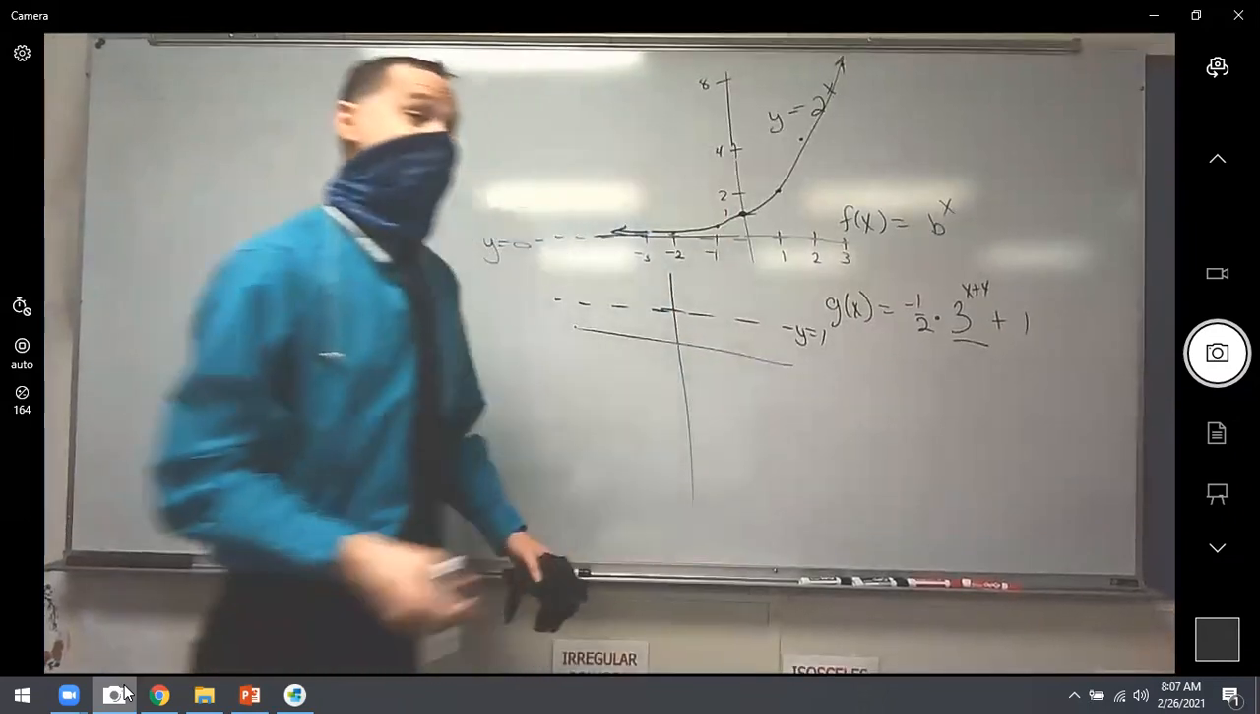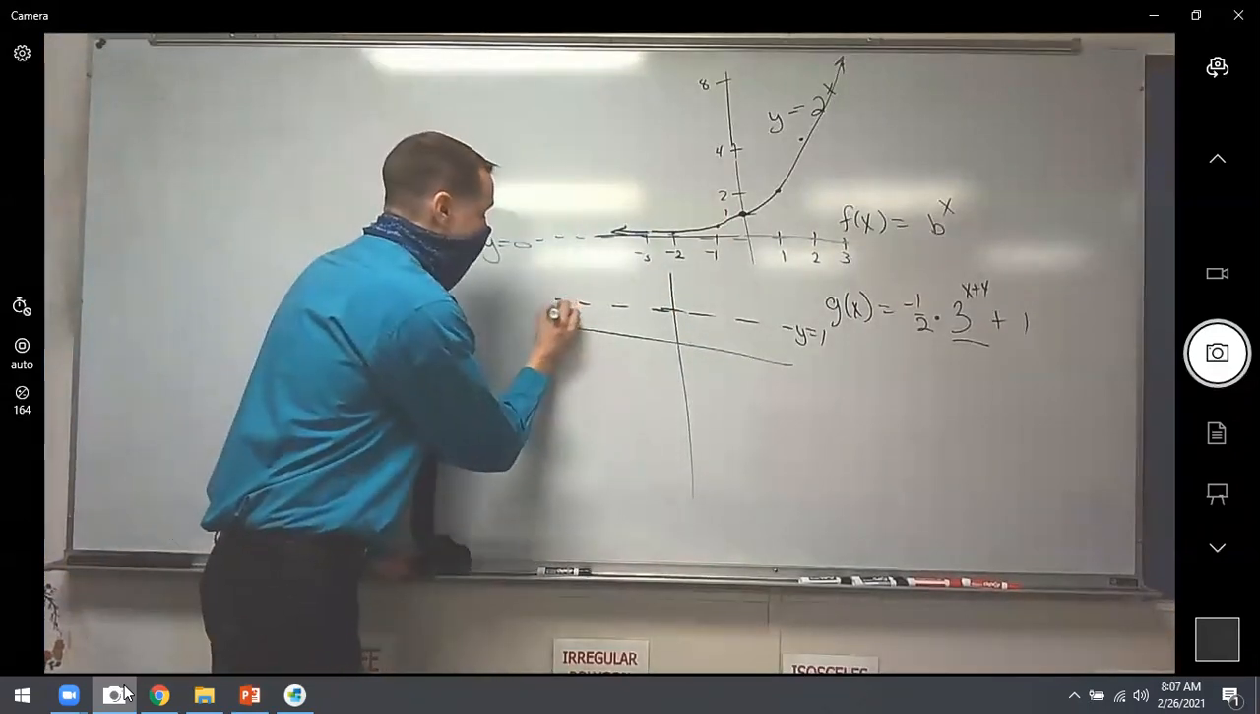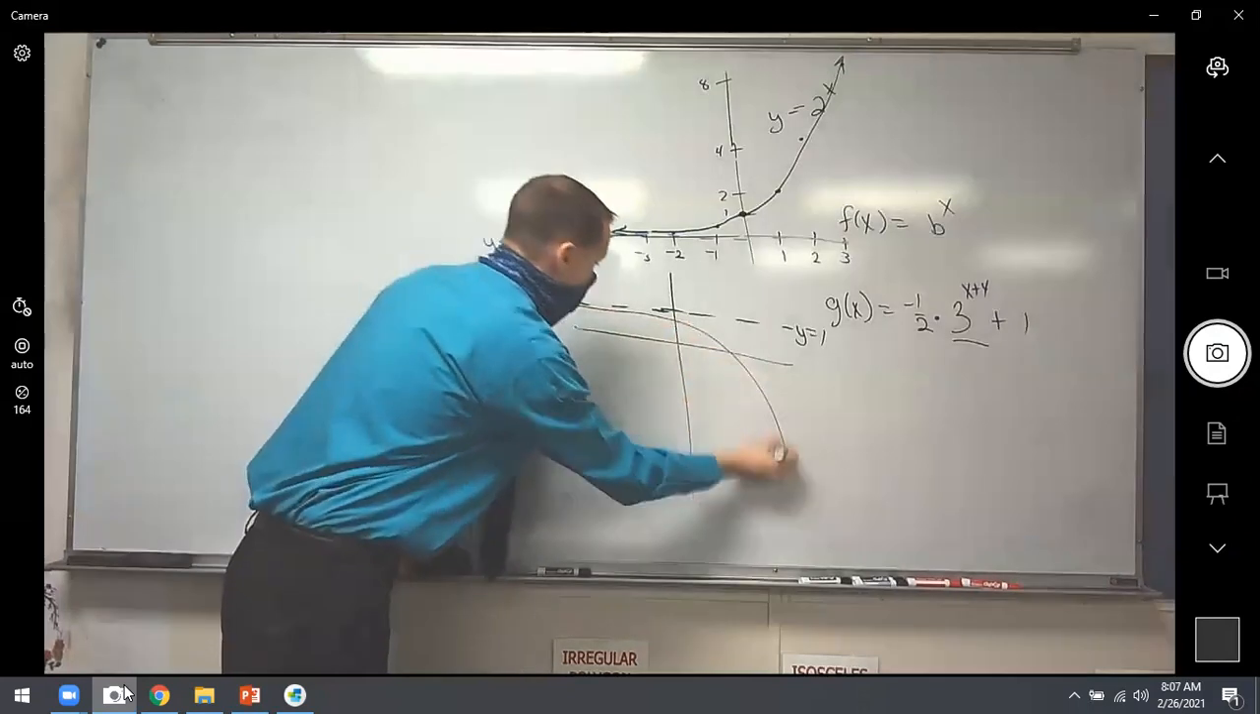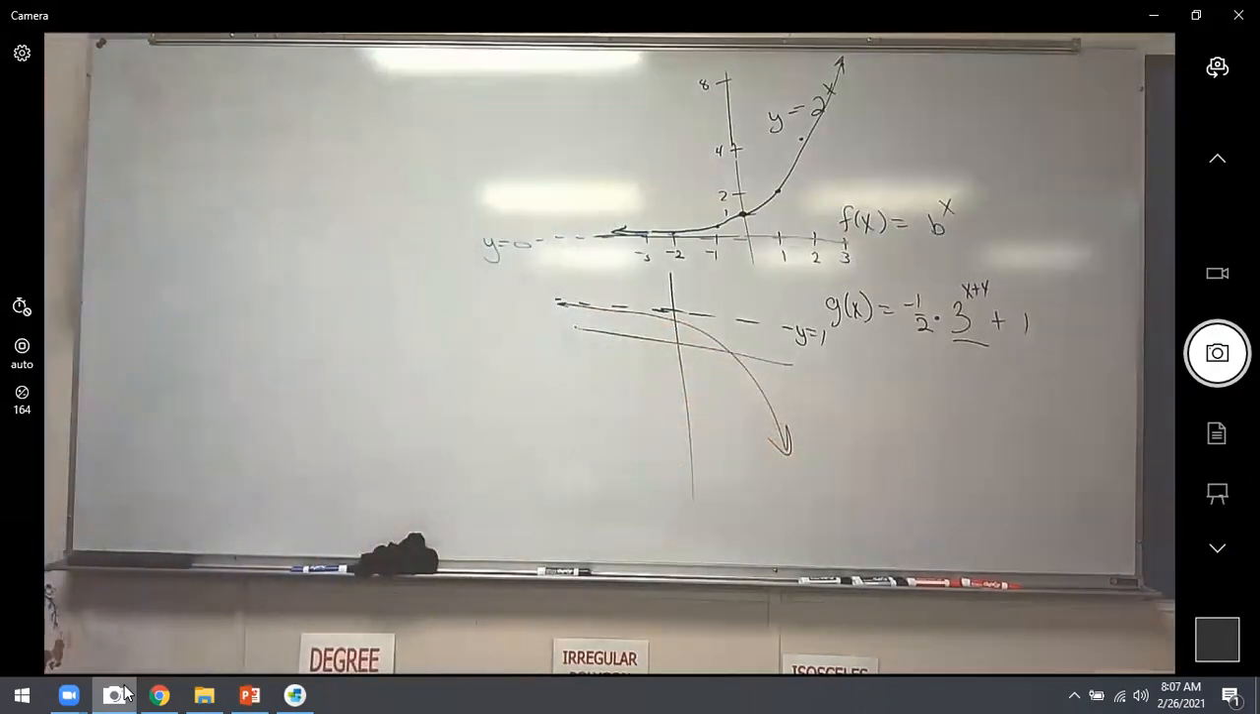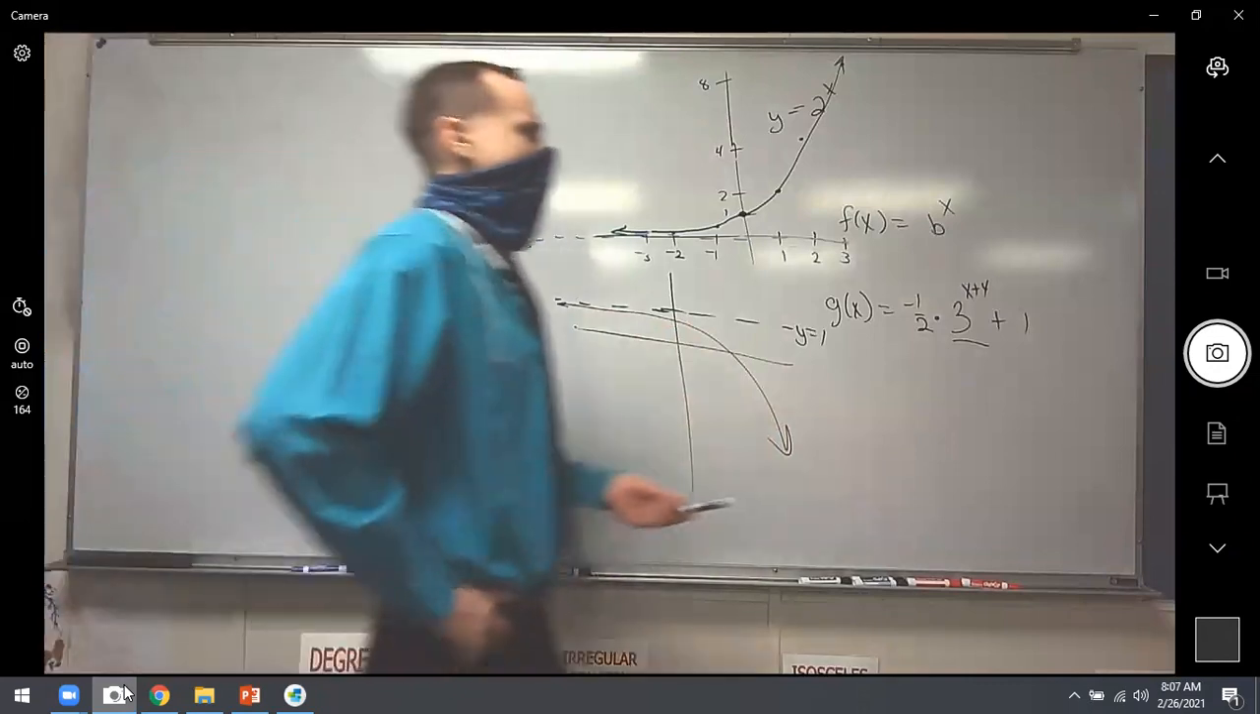And we just said it kind of opened down, right? So it's going to level off on this side. It's going to kind of go down something like that right there. If you want more specific points, of course, you're welcome to plug in different x's and things like that and all that.